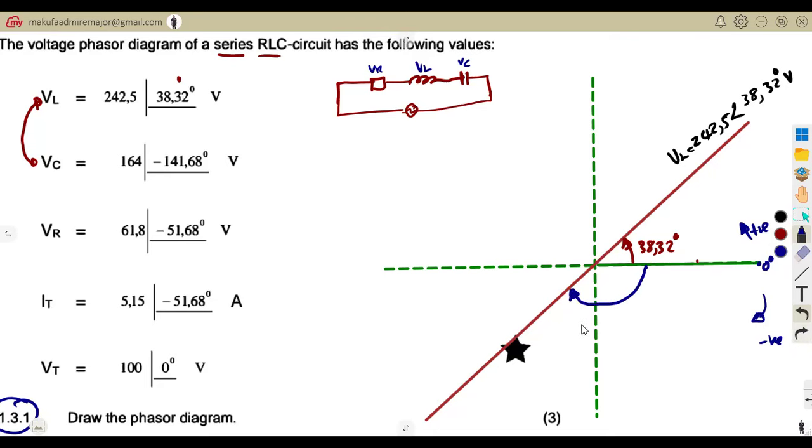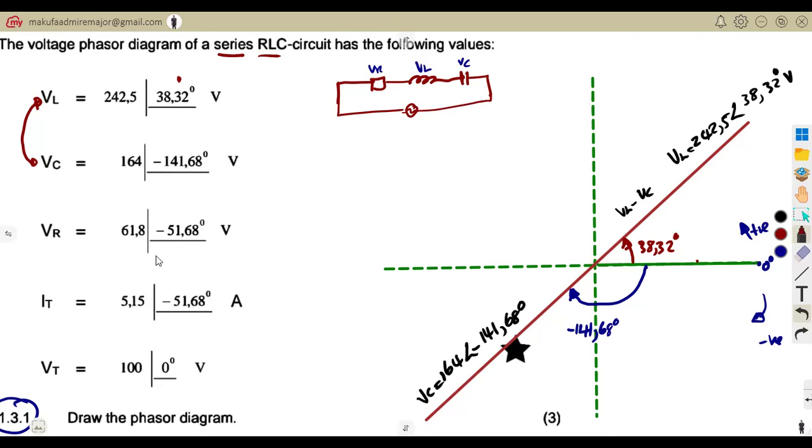The angle that is left out there is the minus 141.68, which is in a straight line with the VL, but this is our VC. So that's our VC there with a negative. That's 164 with a negative 141.68 degrees. So you can just write, since VL is greater than VC, you can just write VL minus VC.